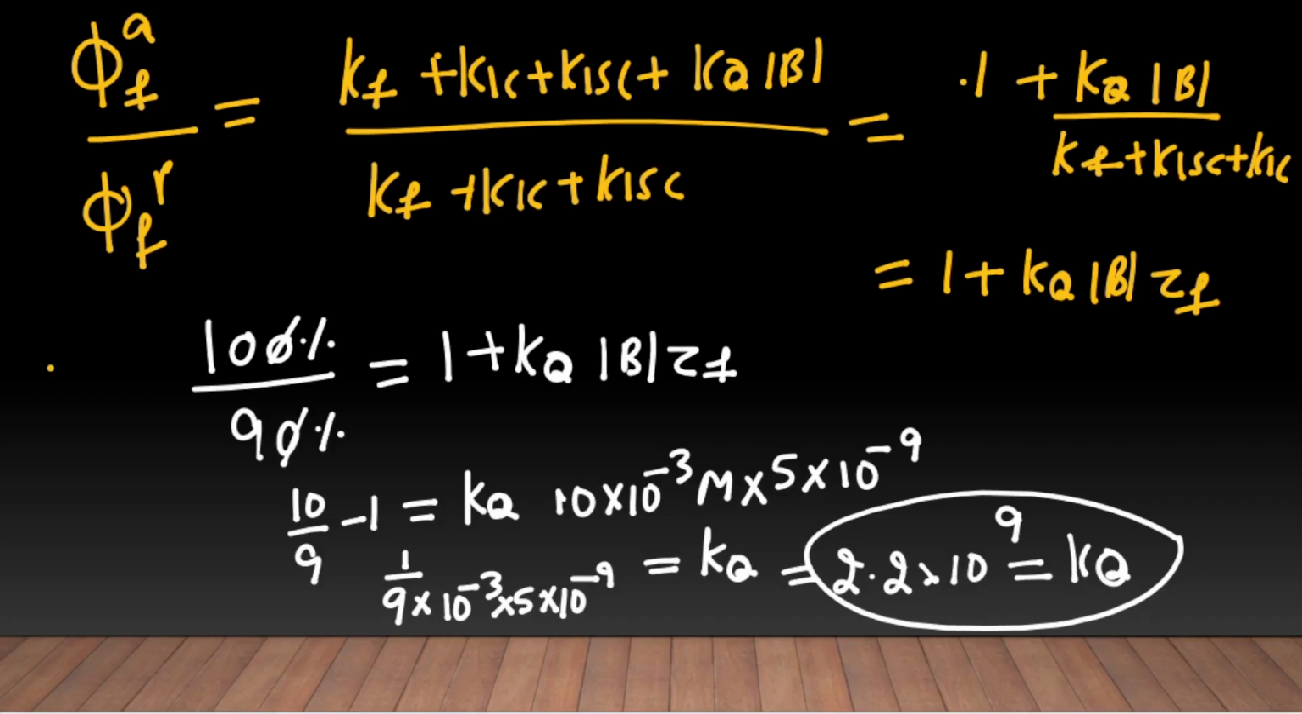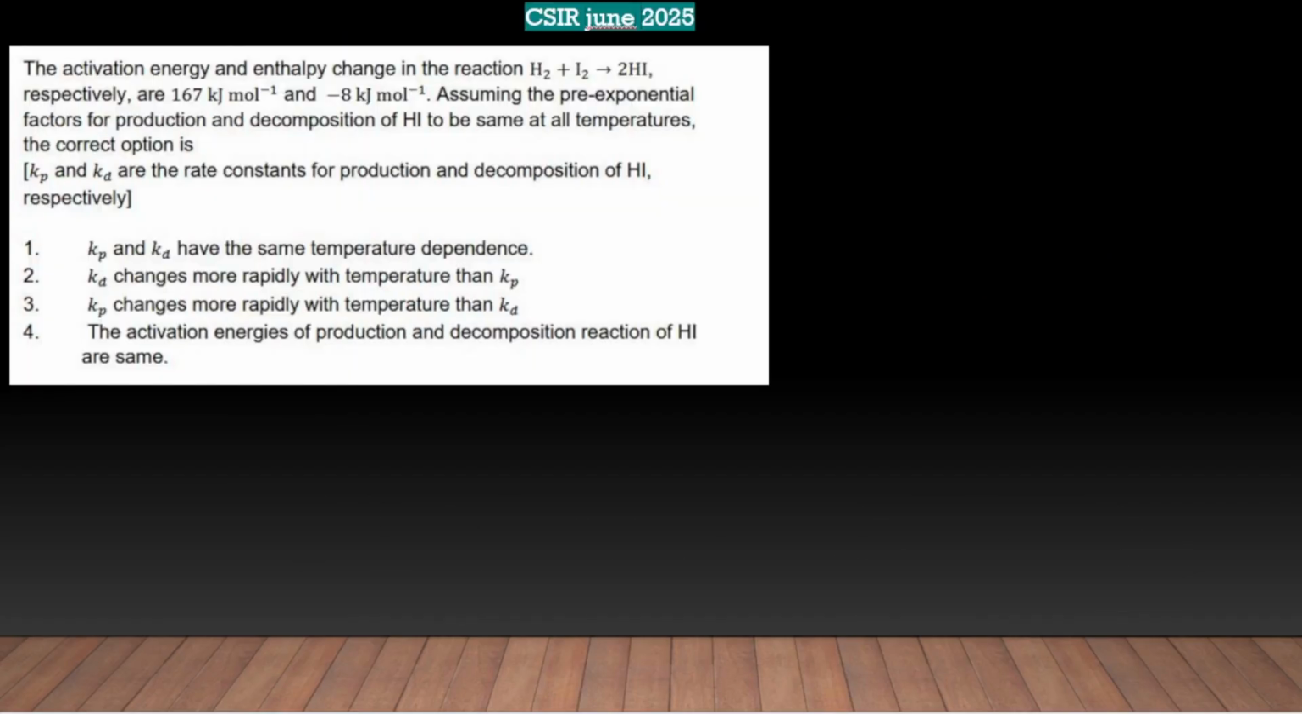Okay, so now moving on to our next question, that is this one. This is from your latest paper conducted in June 2025. The question says the activation energy and the enthalpy change for the reaction H2 plus I2 giving us 2HI are this and this. So the reaction is H2 plus I2 giving us 2HI.